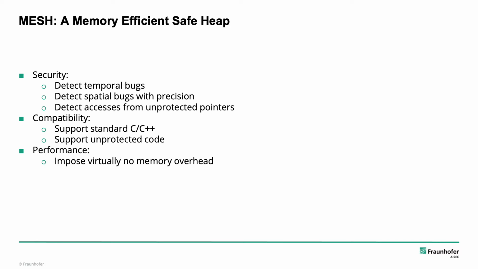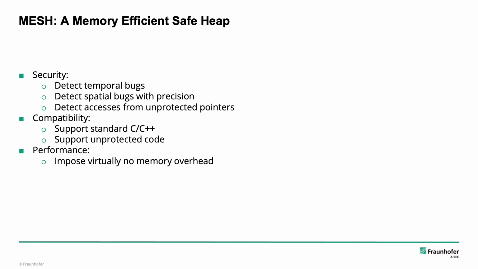First, we want to detect both kinds of memory bugs in the heap memory region. This includes accesses from outside our protected heap or from unprotected pointers. Then, we focus on usability. We want to support C and C++ as they are, without requiring any modifications. In other words, we want to be able to compile already existing code without changing it in any way.